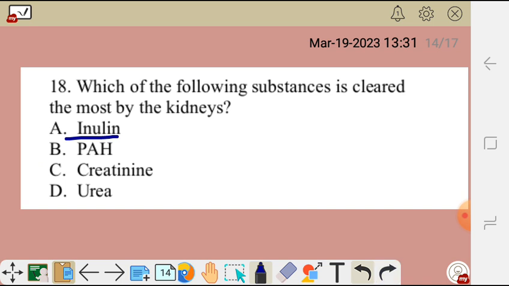Inulin, some of it remains in the bloodstream, and creatinine also, there is a percentage which remains in the bloodstream. Urea in the collecting duct diffuses back into the bloodstream to maintain the interstitium osmolarity. So the one which is cleared the most by the kidney is para-aminohippuric acid. So B is the correct answer.